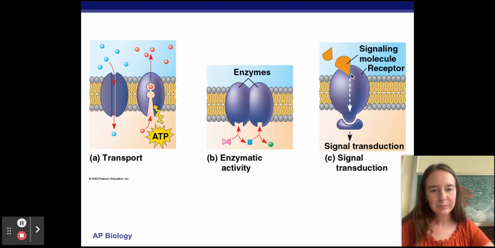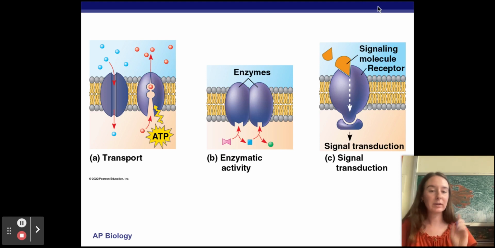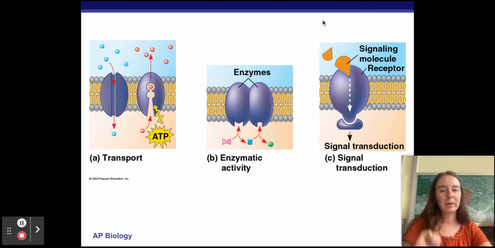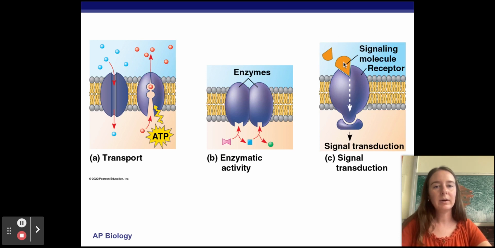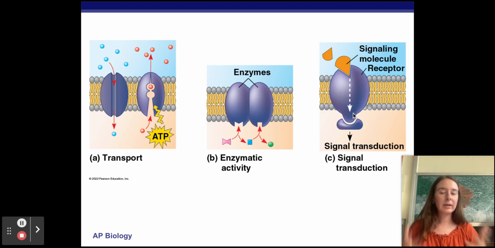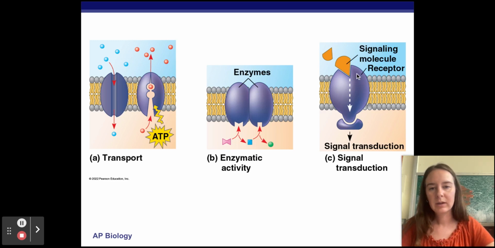Same here. Sometimes there are signals or signaling molecules, for example, hormones, we'll talk more about that later, that come from other places in the body, and they need to send a message to the cell. So the molecule will bind to this receptor protein, and a signal transduction will happen. Basically that means there's going to be a chain reaction of different things that happen within the cell that communicates to the cell that there's something outside that's happening, and something will happen inside the cell because of this signal.